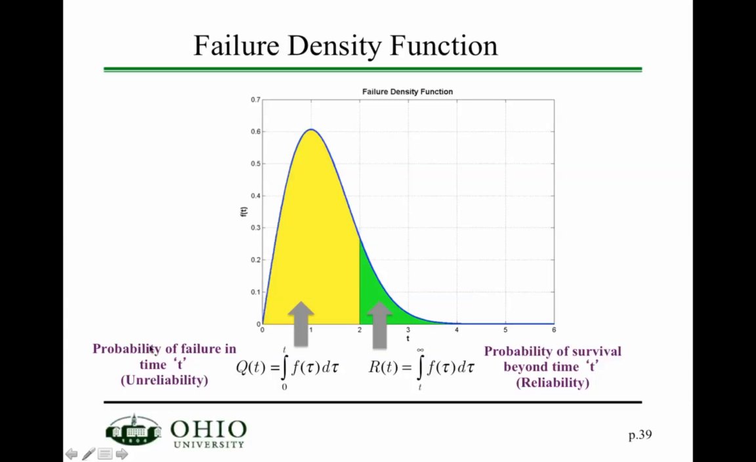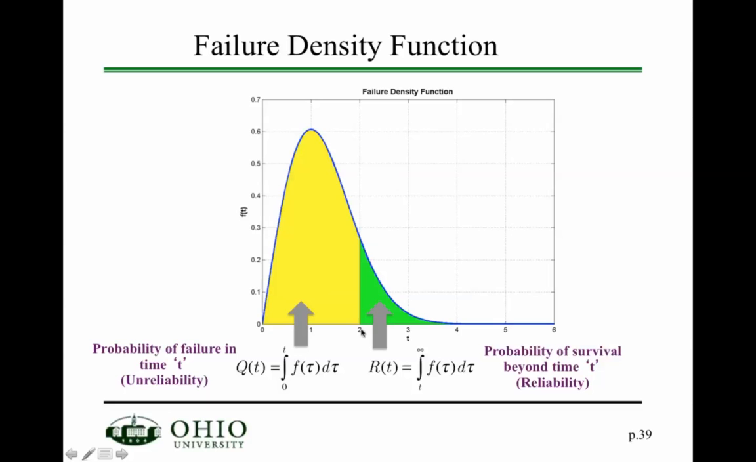So for example, if you want to specify the probability of a failure within time t, for example 2, that's going to be given by the integral underneath this curve from 0 to 2, for example 2 hours. So this q is the unreliability. That's the probability that the system is going to fail within t hours.